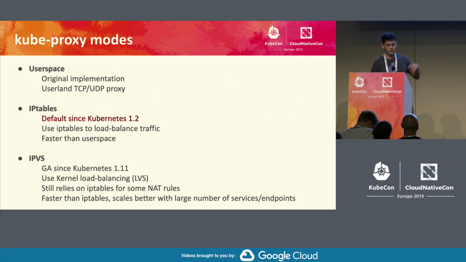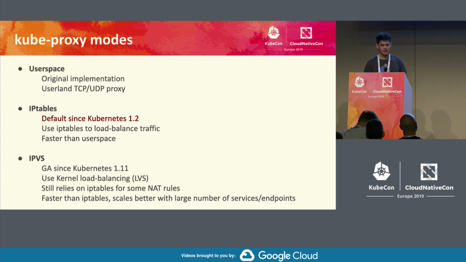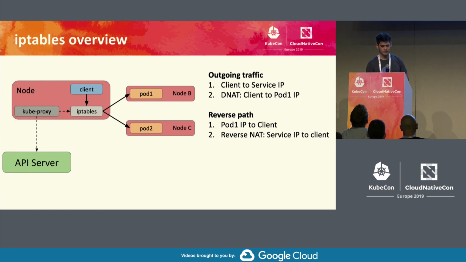Now, the original implementation of kube-proxy was in user space. This is old history. Most people use the Iptables-based kube-proxy. It's default since 1.2, and it's way faster than user space, but we'll see that it has some problems. And then finally, there's an Ipvs implementation that went GA in 1.11, and it uses a different kernel mechanism, but it still relies on Iptables for some things. It's faster than Iptables, scales better, and Laurent will talk about their experience with Ipvs.